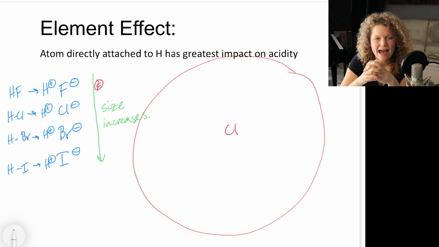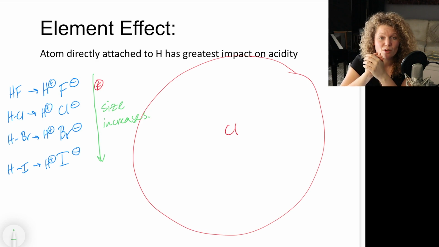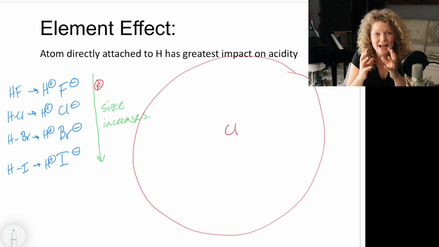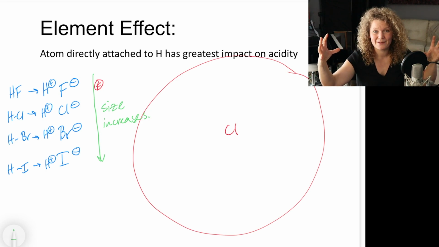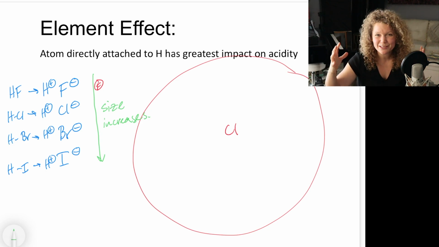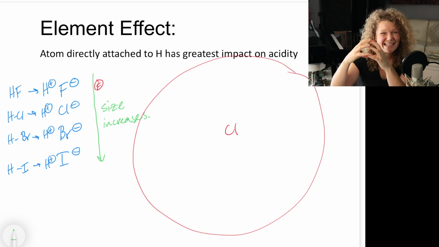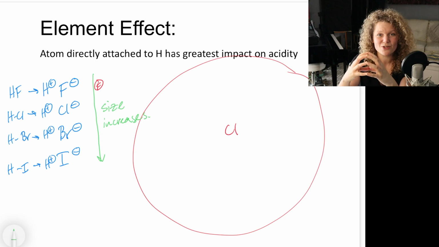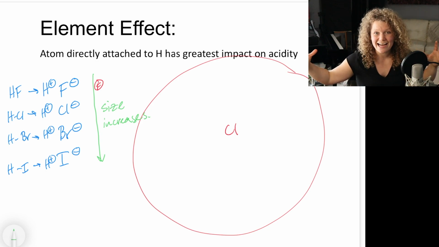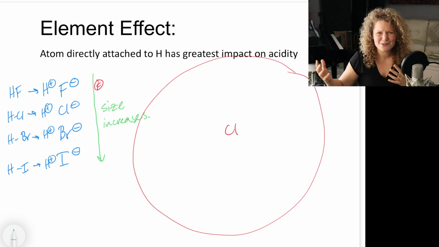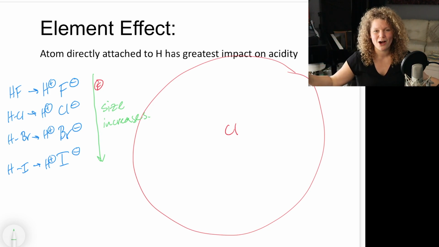Remember that our atoms have a nucleus that is positively charged. It's got protons and neutrons. As the size of our atom gets larger, these extra electrons aren't really causing any issues. For fluorine, these extra electrons are right beside the nucleus. As you get to iodine, the extra electrons are nice and dispersed on this atom.